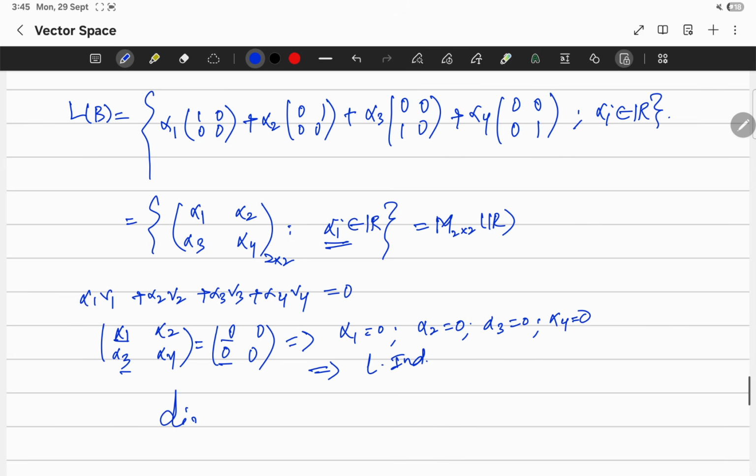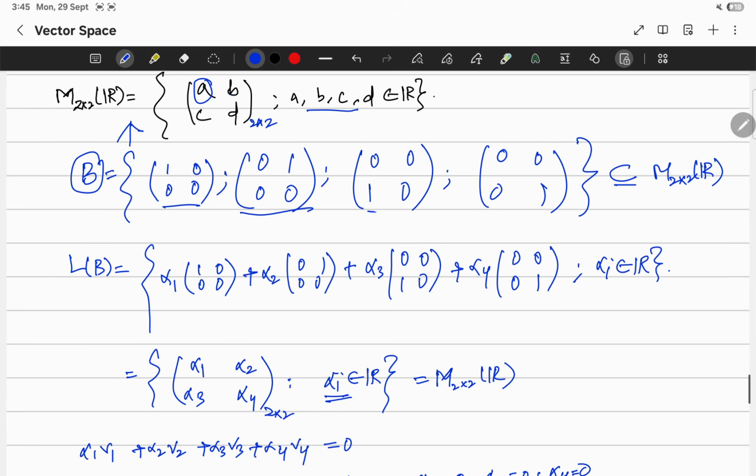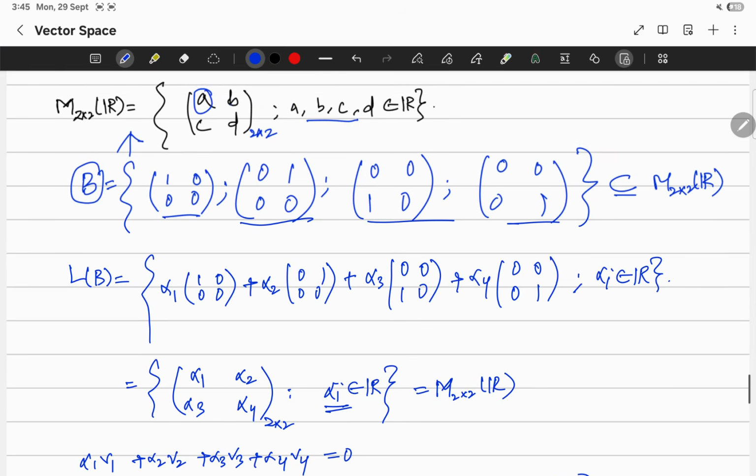And what is the dimension of this vector space M2 cross 2 over R? The dimension is the number of vectors you require to create this whole vector space. That is only the 4 vectors. So the dimension is 4. So the basis is nothing but the minimal set. How many minimum vectors do you require to create the whole vector space? In other words, in general, you can say these are the fundamental vectors to create the whole of your vector space. How many such vectors do you require?